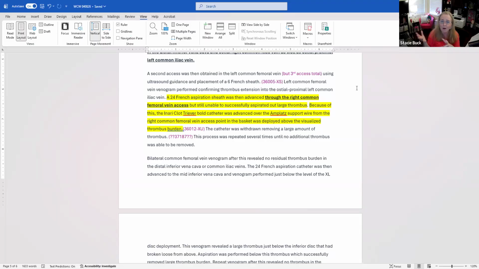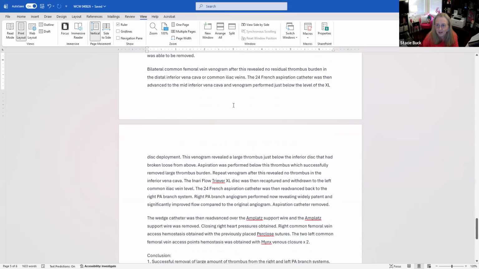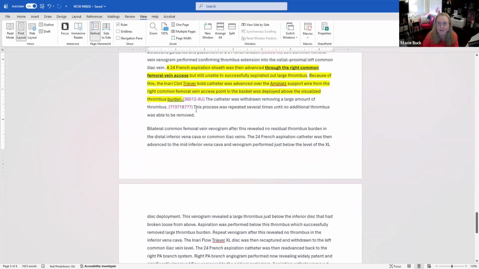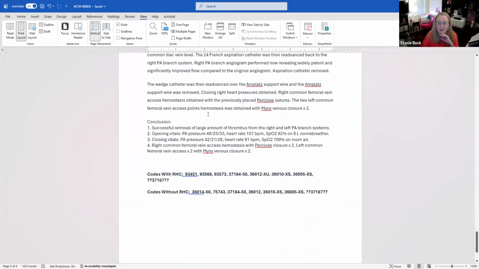So we have thrombus being removed from the IVC and the common iliac. But again, we have this issue because of the thrombectomy that was performed, and I didn't actually want to code for the thrombectomy. Then we see some additional imaging to check whether there's any residual thrombus. I'm not going to read through all of that because this was really the last part of the procedure where any codable work is being performed, because at that point it's really just checking.